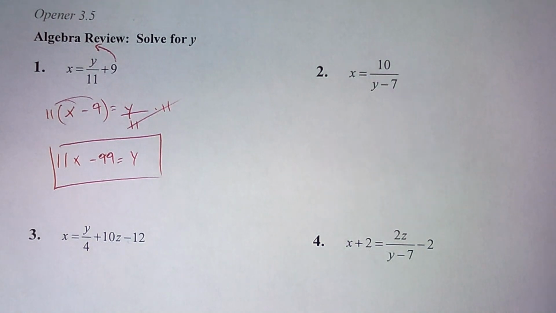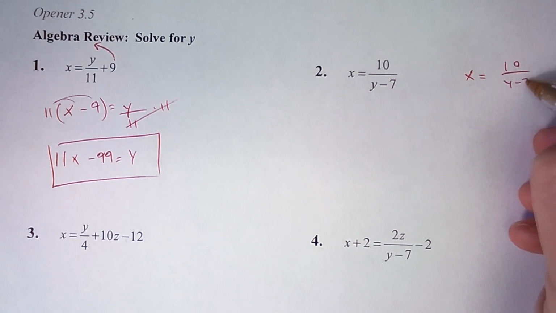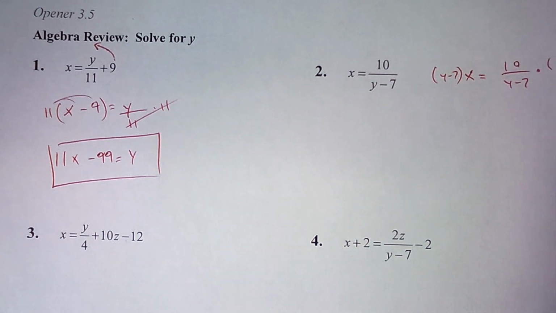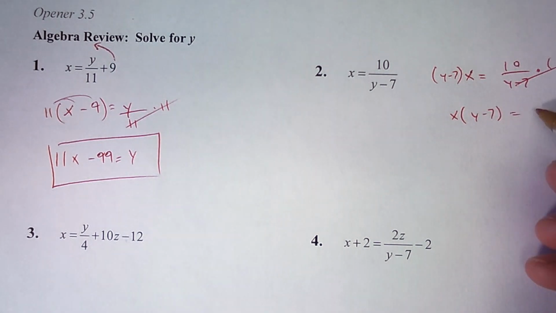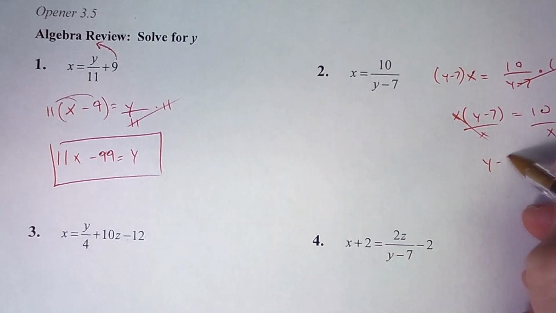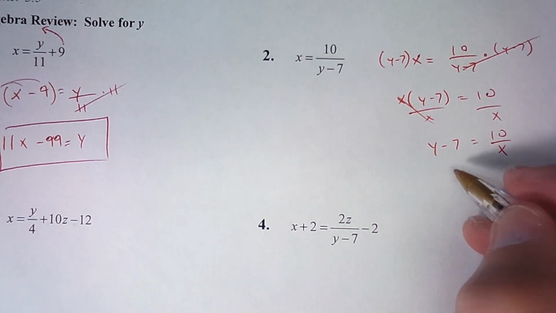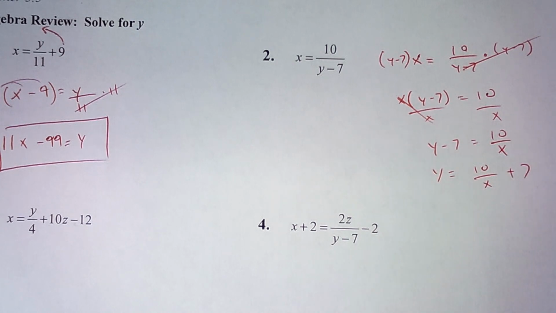Okay, number 2, I'm going to show two different ways here. So I've got 10 over y minus 7, and what I can do is multiply both sides by y minus 7. So I get x times y minus 7 equals 10, and then divide both sides by x, and I get y minus 7 equals 10 over x. And then I can add 7 to both sides, so y equals 10 over x plus 7.